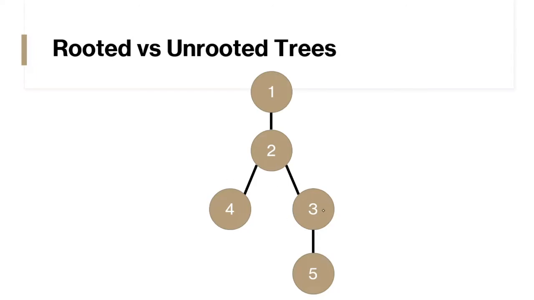Now, 3 also happens to be a child. This is because it has a parent of 2 and a child of 5. 5 also happens to be a node, but because 5 is a leaf, it is not a child. But because 3 is not a leaf, we know that it has to be a child. Because it's not a root and it's not a leaf, it has to be a child. And so 3's parent is 2, its child is 5, and 5 is a leaf.